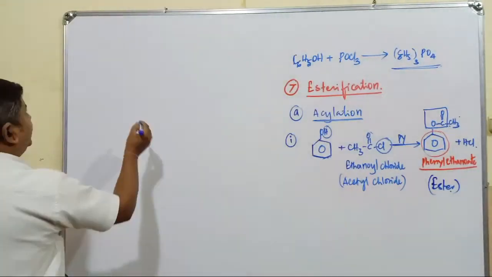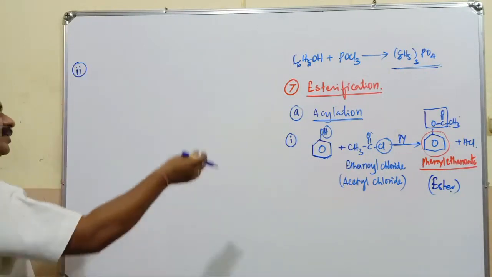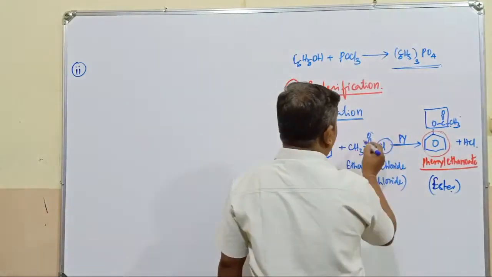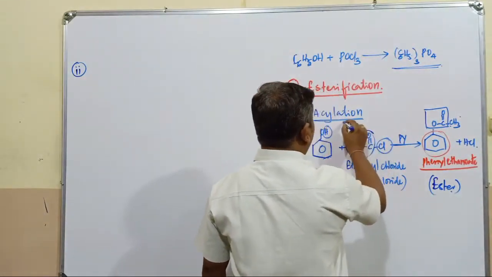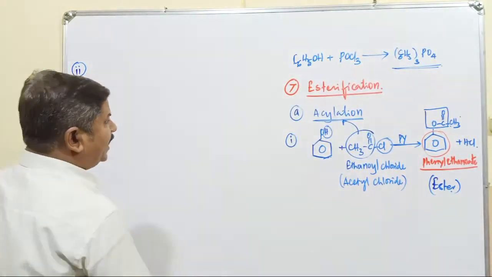Then the second reaction. This is also esterification. It is also a part of what? Acylation. Acyl refers to the group. This group is commonly known as the acyl group. Wherever such a group is present, it is commonly known as an acylation reaction.